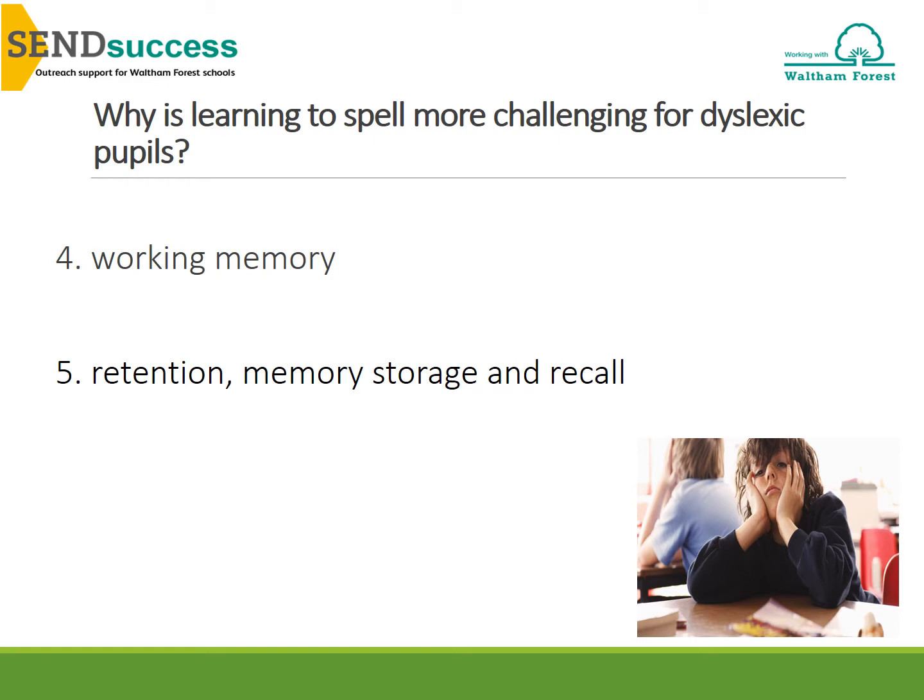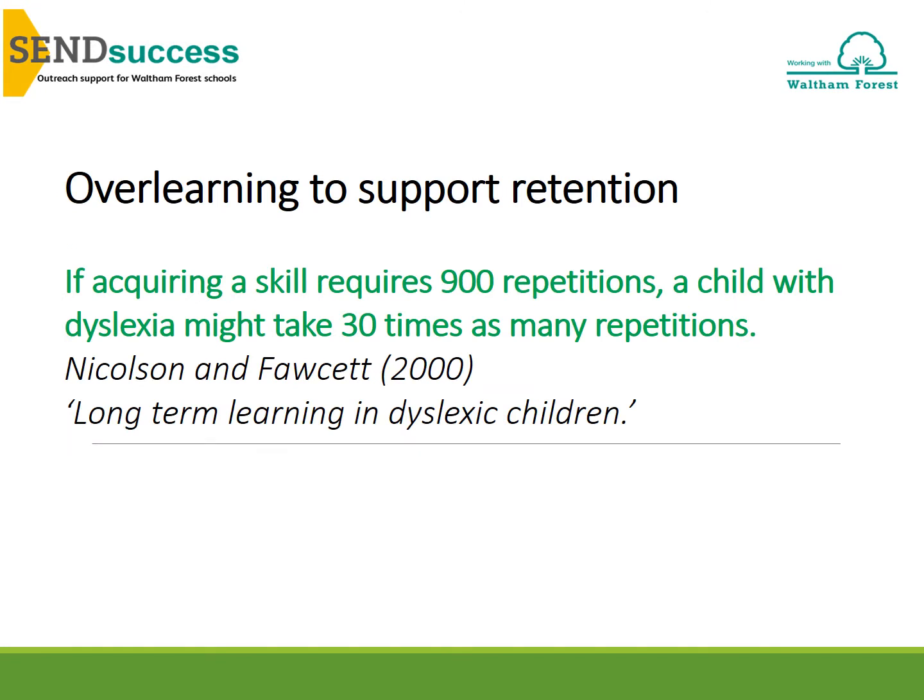And also retention. So retention of what you learn and how easily you can become fluent at new learning that's happening. As I said in the previous slide, overlearning and frequent rehearsal is really important to embed the new learning that's taking place in the early stages of literacy acquisition. But this is particularly important for dyslexic pupils. This example really illustrates that point.